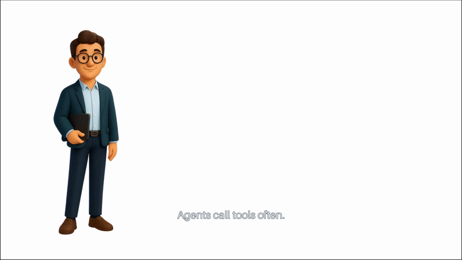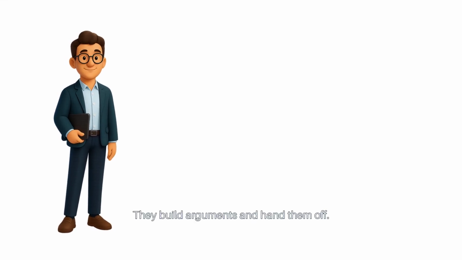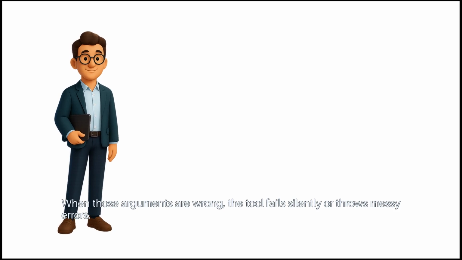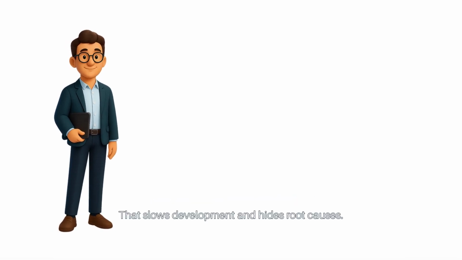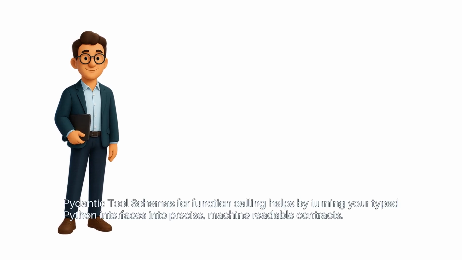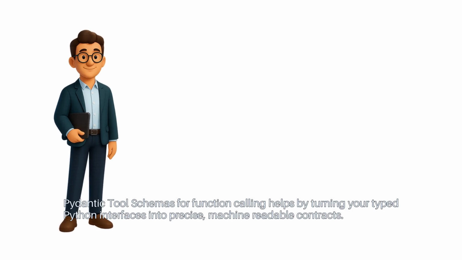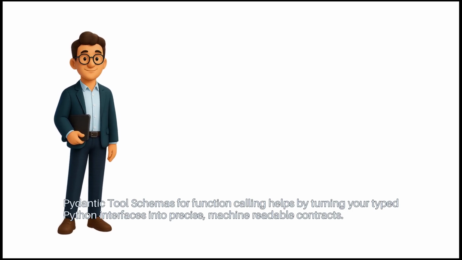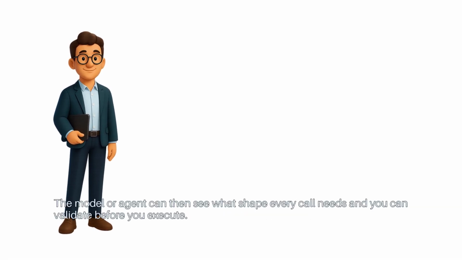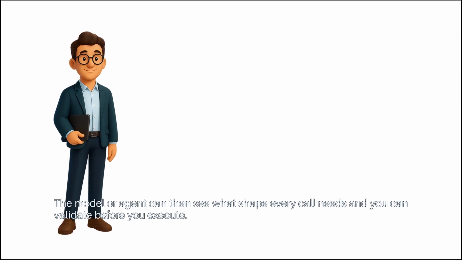Agents call tools often. They build arguments and hand them off. When those arguments are wrong, the tool fails silently or throws messy errors. That slows development and hides root causes. Pydantic tool schemas for function calling helps by turning your typed Python interfaces into precise, machine-readable contracts. The model or agent can then see what shape every call needs, and you can validate before you execute.